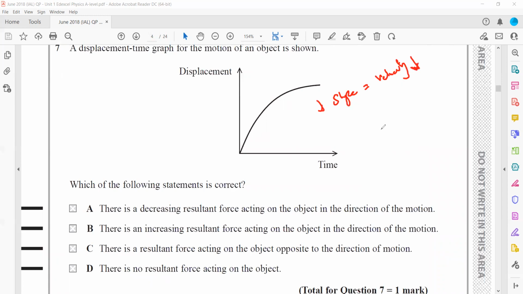If velocity is decreasing, it means the force is opposing the motion. Like if the object is moving towards the right-hand side, but the force tries to resist the motion, that's why the object is slowing down. We cannot say decreasing resultant force, so we can say there is a resultant force acting on the object. So you can see option C, there is a resultant force acting on the object opposite to the direction of motion. We identify it is opposite to the direction of motion because the velocity is decreasing, and velocity can only decrease if the force is opposite to the direction of the motion.